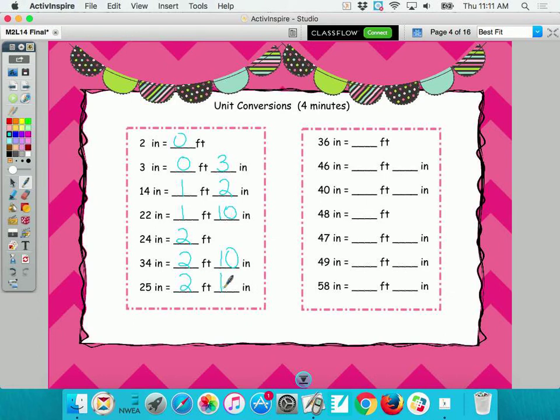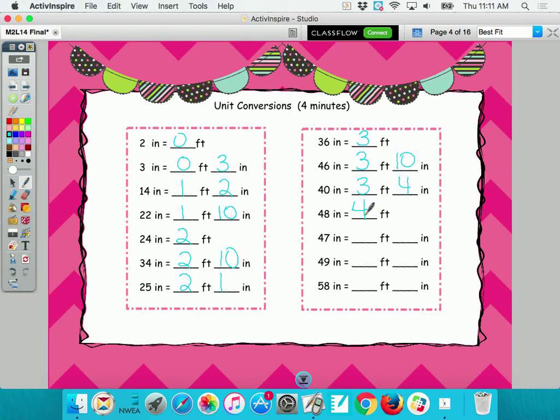So 36 inches. 3 feet. 3 feet. Because 3 times 12 is 36. So to figure out the next one, I'll do 46 minus 36. That's 3 feet. How many are left over? Okay, what about 40 inches? 3 feet and 4 inches. Awesome. 48 inches. 4 feet.